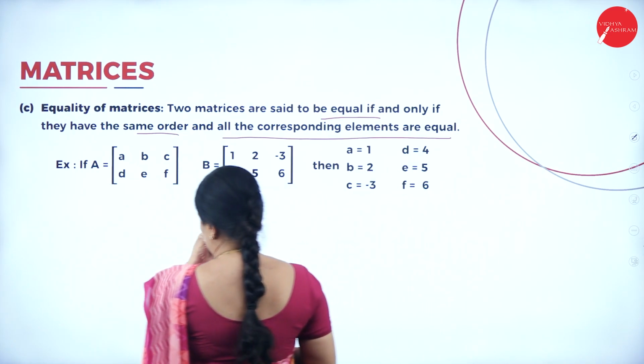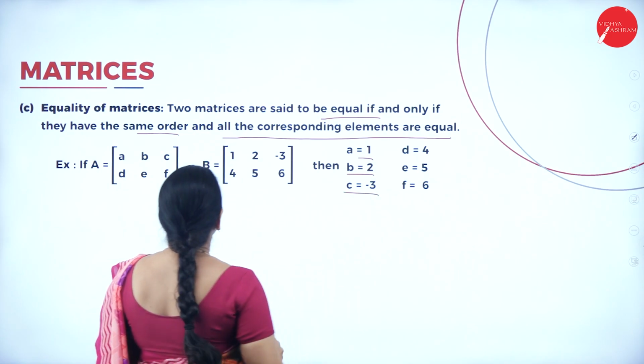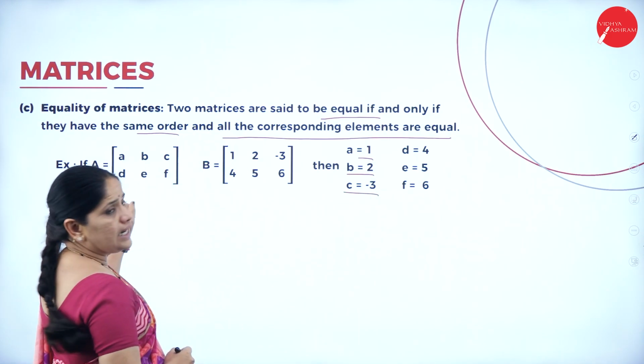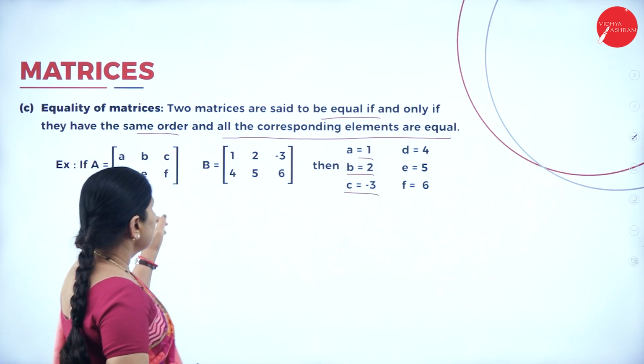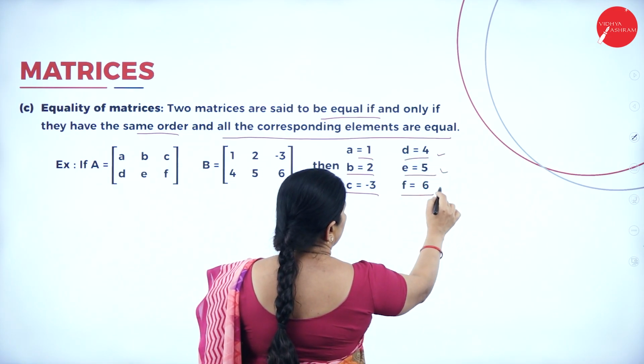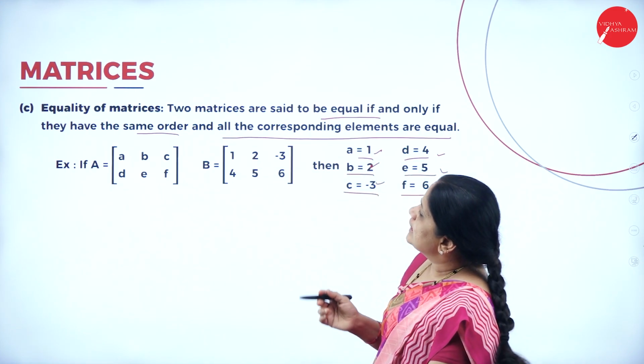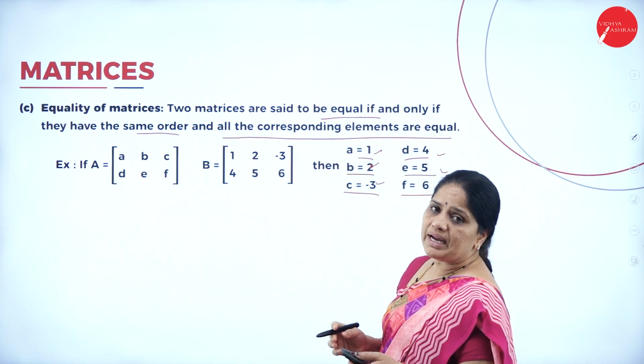Now, if you can see here, a equals 1, b equals 2, then c equals minus 3, d equals 4, e equals 5 and f equals 6. So, when we have equality in these numbers, then we call it the equality of matrices.